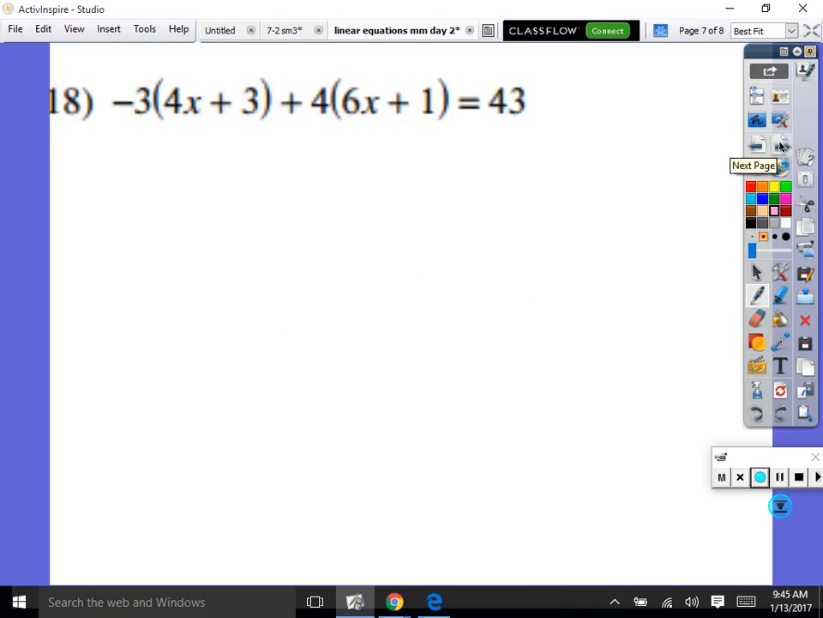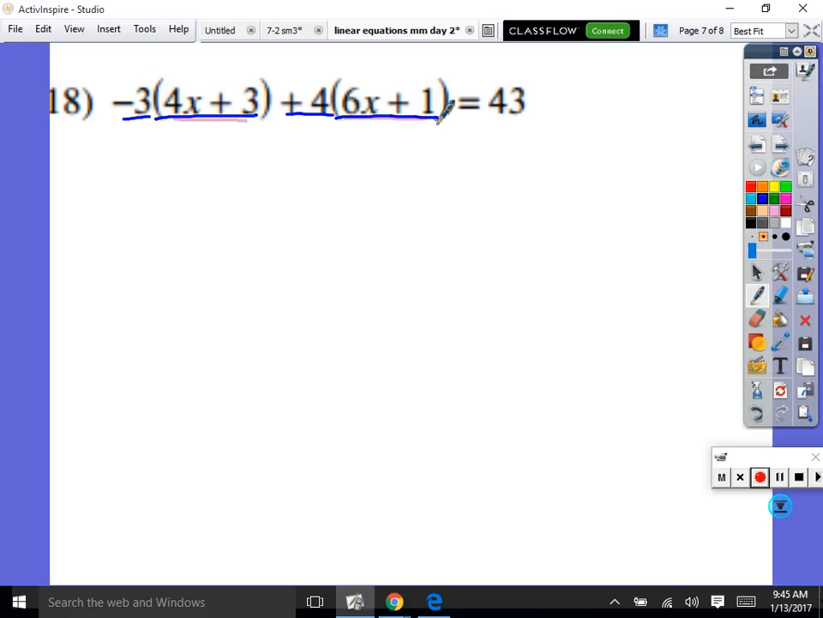Okay, go to 18. There's a lot going on here. Notice multiplication and all that is going on. So notice something. You look in your parentheses. Do you see how you can't combine those? Can't combine those. They're not like. Then you say to yourself, okay, what should I do here? Well, this is what you should do. This is negative 3 times all that stuff. This is positive 4 times all that stuff. So let's multiply that out.